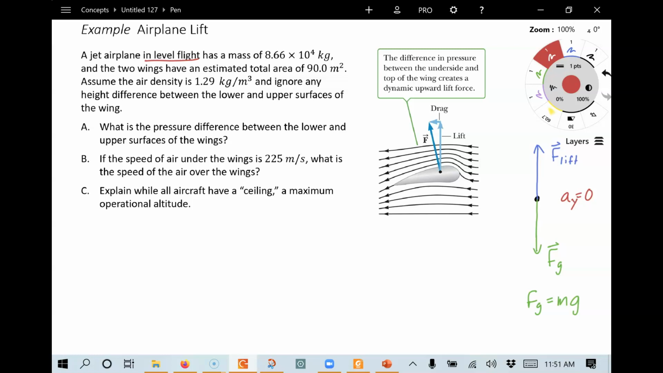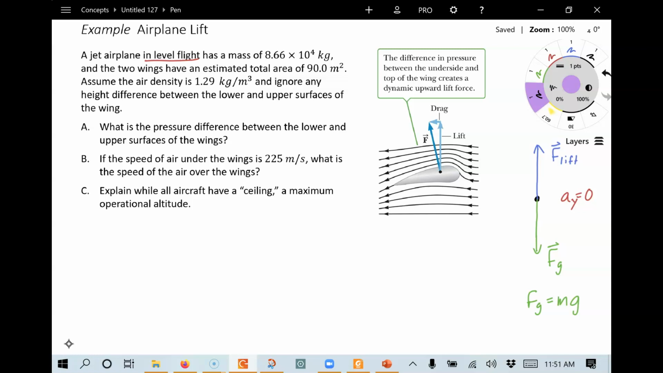So to figure out where the lift comes from, we have to consider that there's air on the bottom and air on the top of the wing, and the pressure of that air is going to be pushing on the area of the wing. Now we assume the area on the top and bottom is the same. However, because the speed of the fluid above and below is different, we're going to have different pressures.